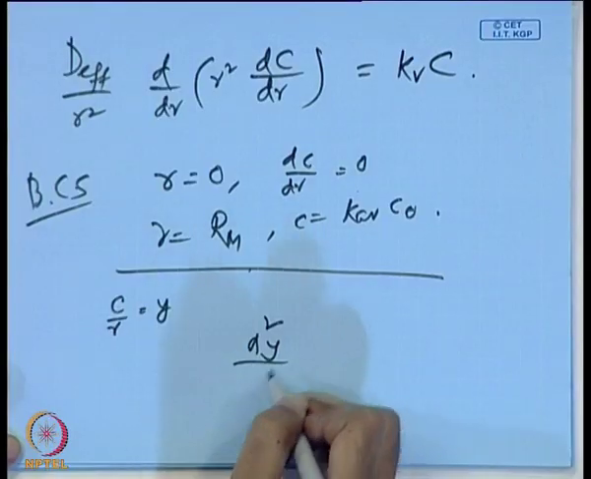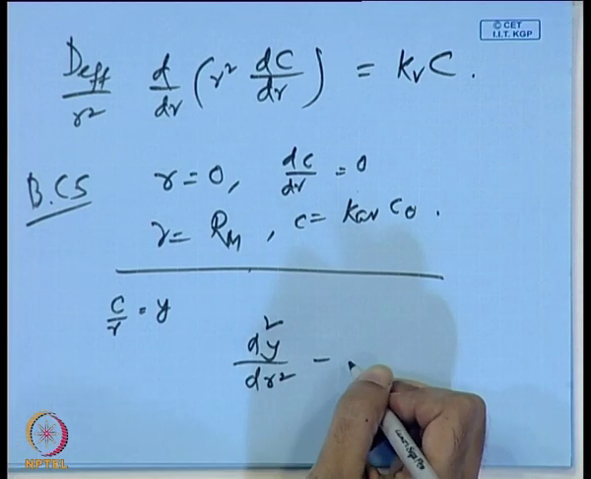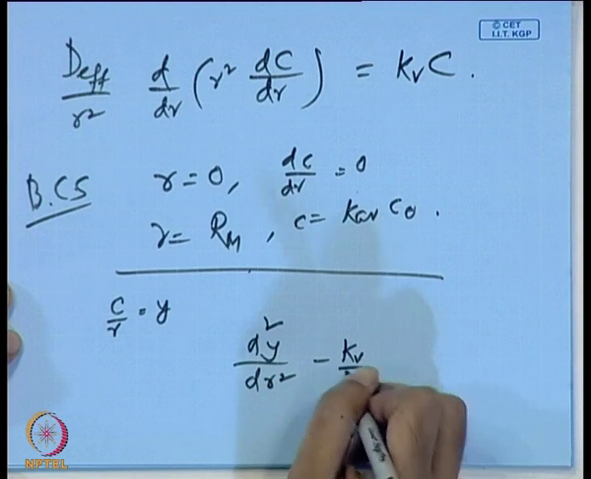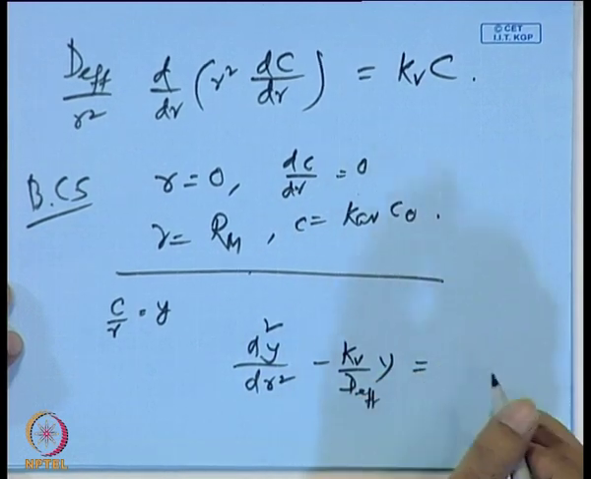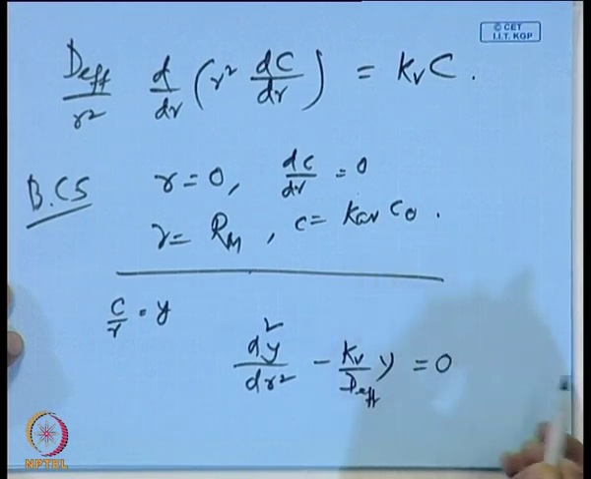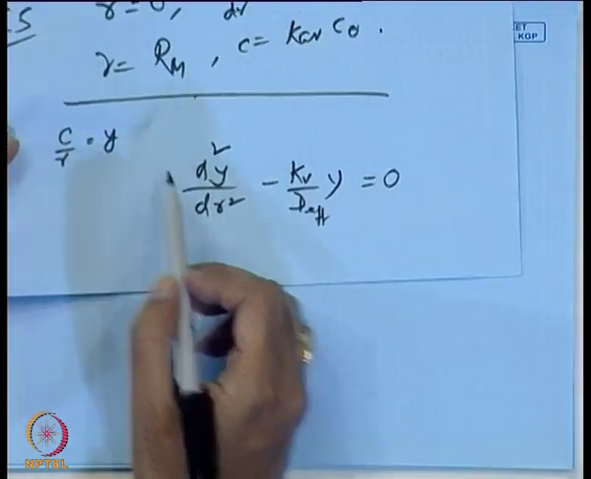Come with d2y by dr square minus kv by d effective y is equal to 0. Right, so it can be solvable. Y is equal to c1 sin h or something, and it is possible. No, it is not cos. It is exponential. No, it's not cos, but at least this form is correct.